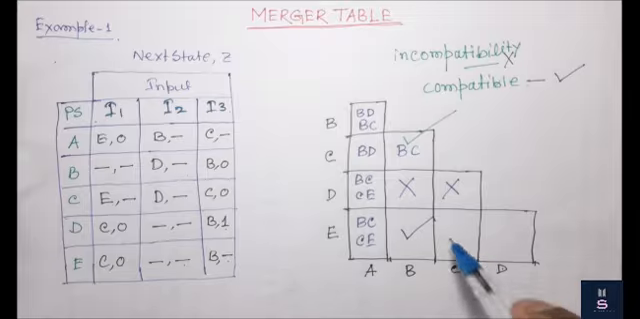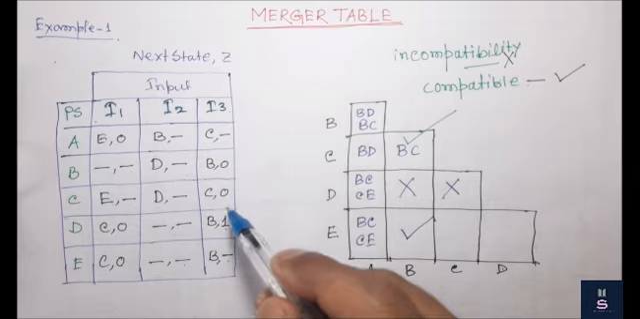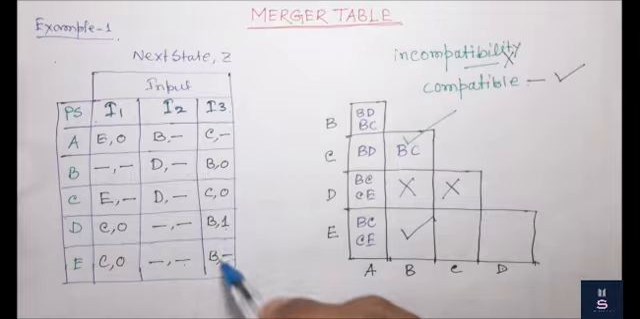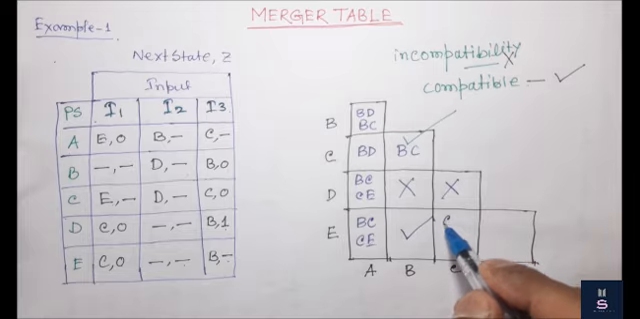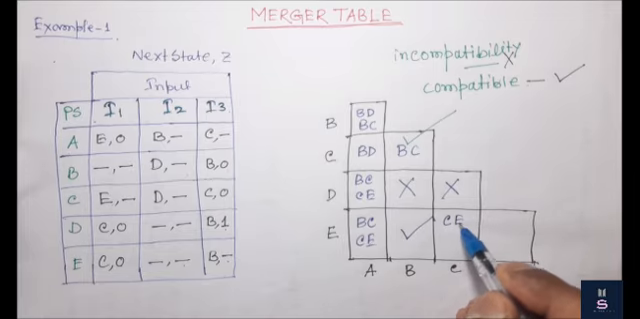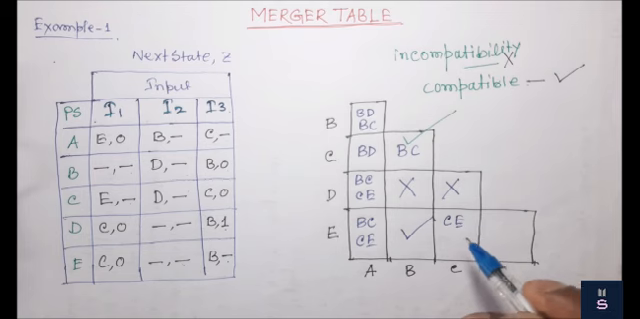And now compare this cell, CE. Don't care 0, don't care 0, don't care. So there is a pair. Now BC and CE, so we can write CE, and let me think.